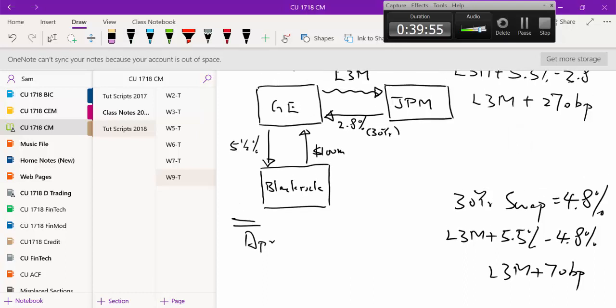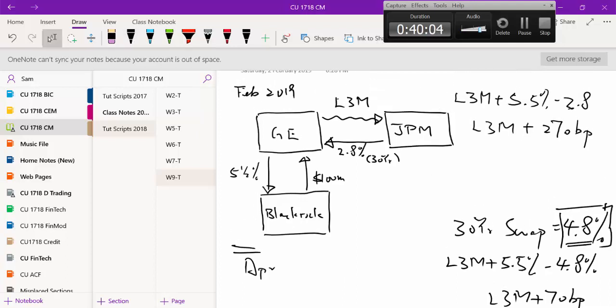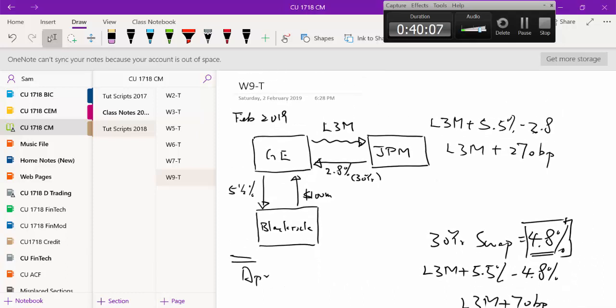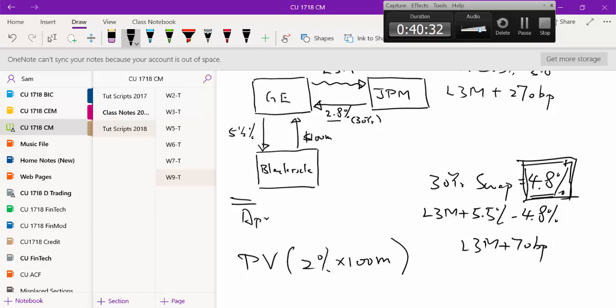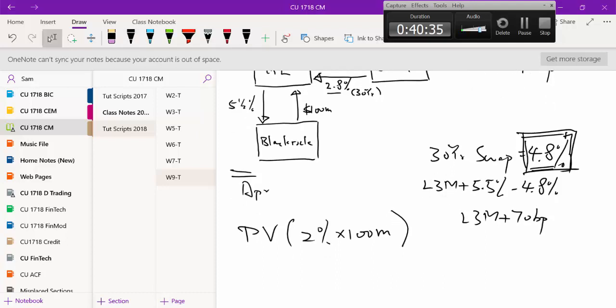Now, in any case, if they are really unhappy about this, that probably means they have a negative mark to market. You can calculate it at least approximately, because it is a 2% gap. So it's the present value of a 2% gap. The 2% comes from the difference between what you did and what you could have done, the 2.8 and 4.8. There's a 2% gap on $100 million. That's a lot of money, okay? So for 30 years.